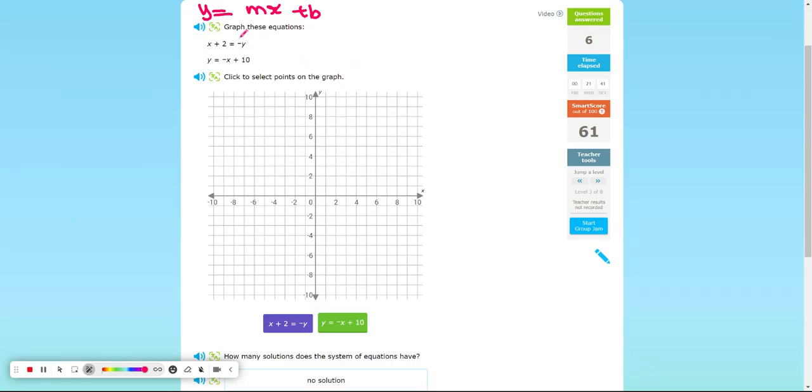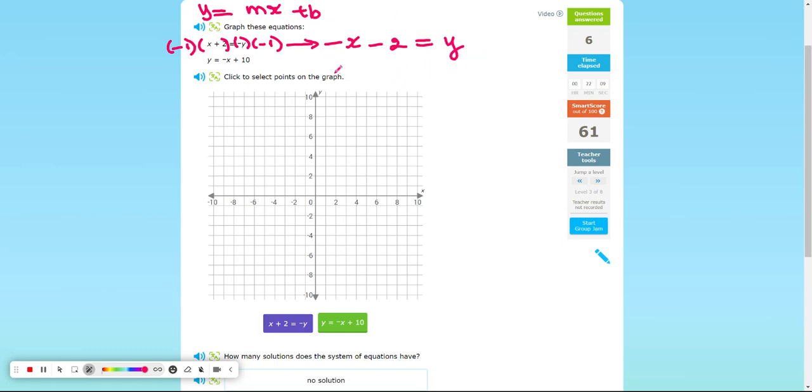Okay, let's multiply negative 1 on both sides. Here we go. Now negative 1 times x becomes negative x. Negative 1 times 2 is negative 2. The right side should come out at only y. Negative y times negative 1 is y. Okay, so this is the slope-intercept form.